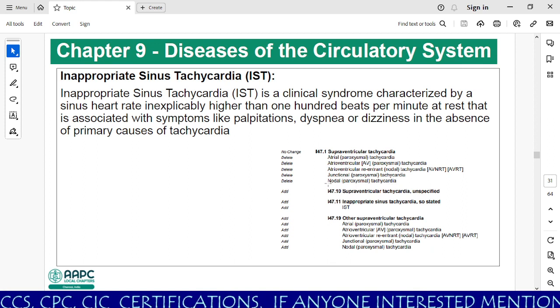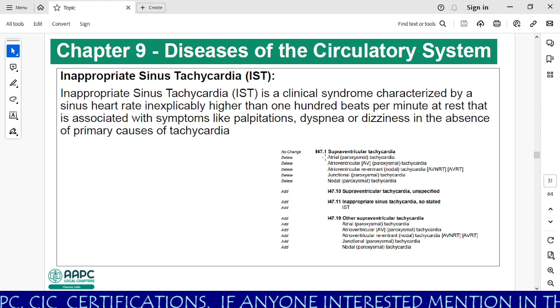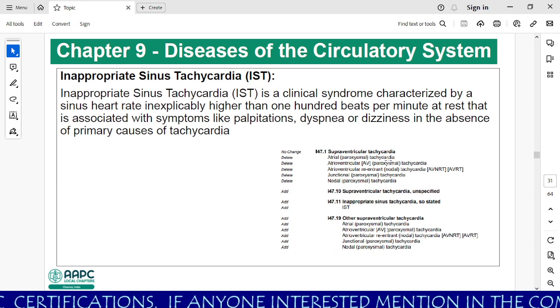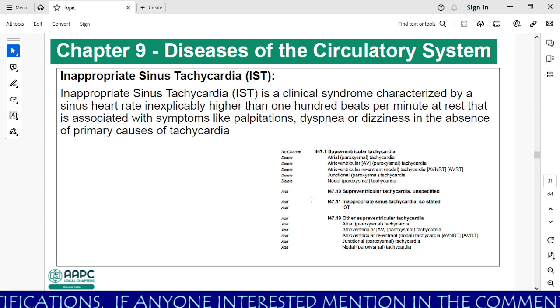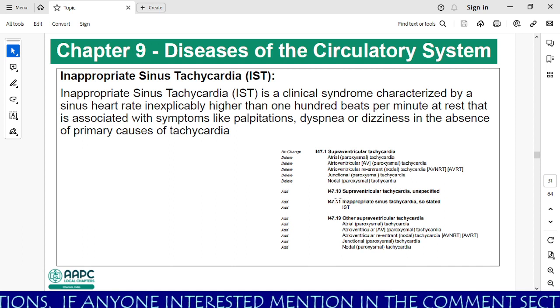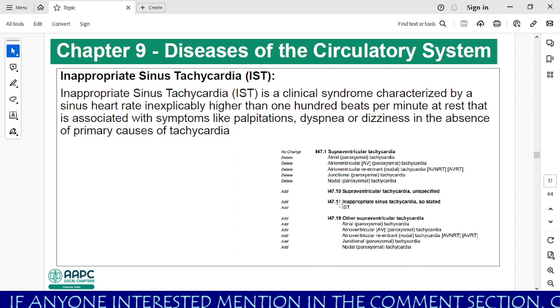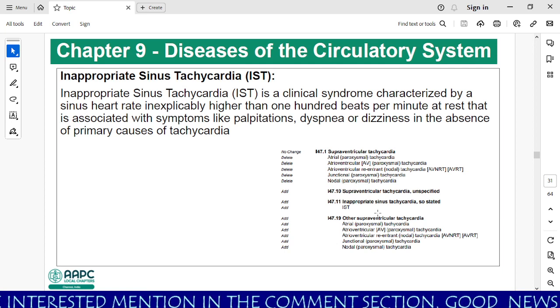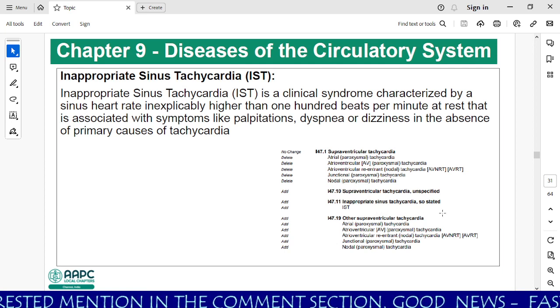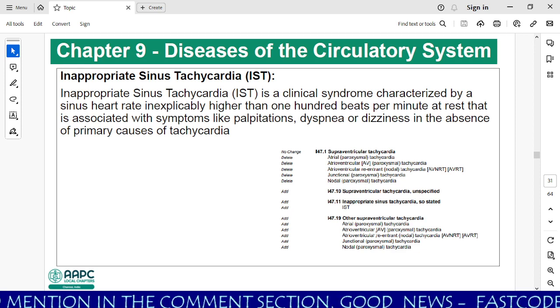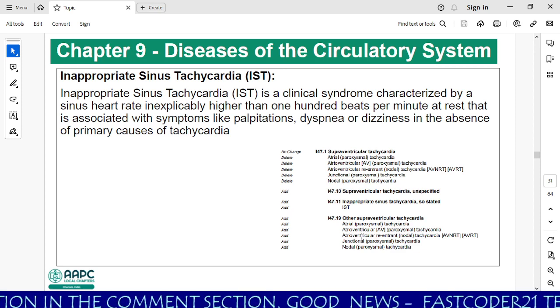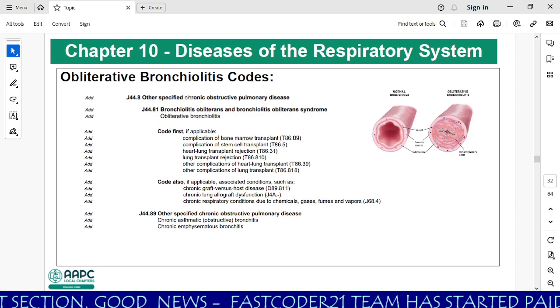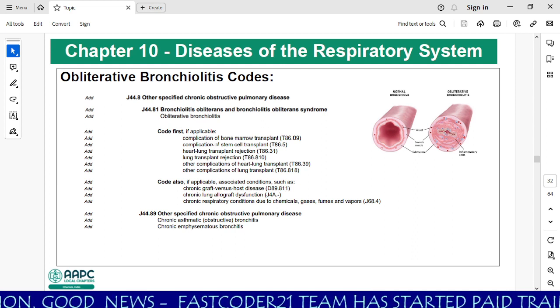So here they have deleted the codes under the I47.1 category, like atrial, and they have added new subcategories I47.1011 and 19 for supraventricular tachycardia unspecified, inappropriate sinus tachycardia so stated, and other supraventricular tachycardia. So these are the subcategories newly added. And this is chapter 10. This is of the respiratory system.